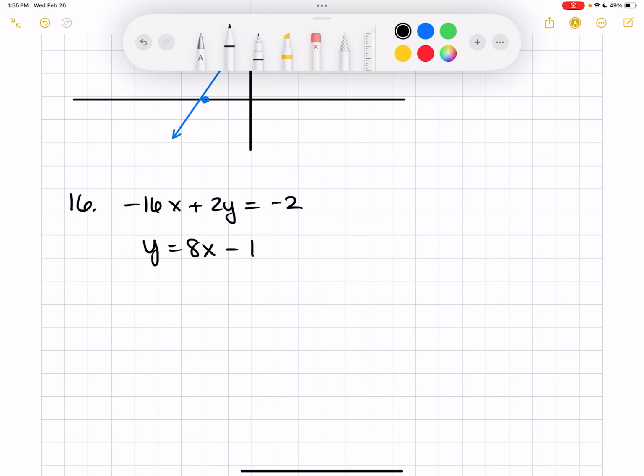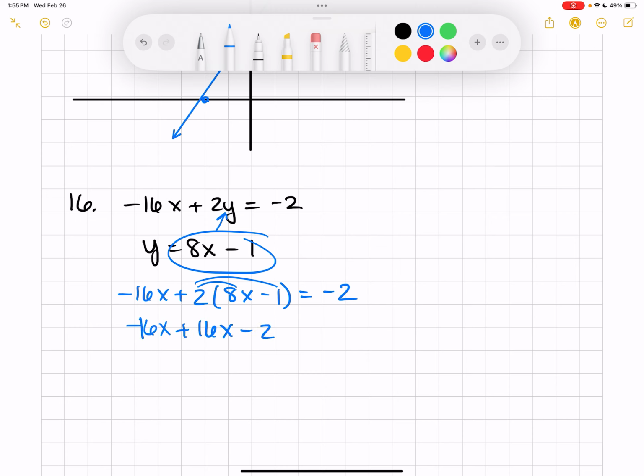All right, so I'm going to take this and plug it in for this y up here. So negative 16x plus 2 times 8x minus 1 equals negative 2. I distribute here. So negative 16x plus 16x minus 2 equals negative 2. Negative 16x and positive 16x, what happens? Zero. Yes, they cancel. So then I end up with negative 2 equals negative 2.